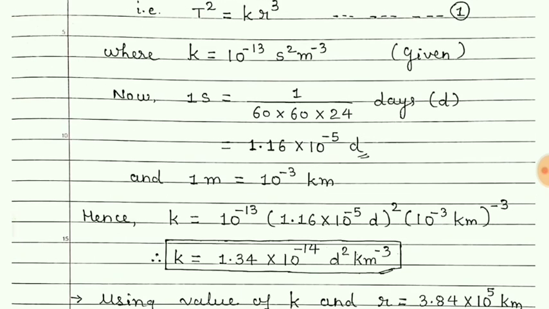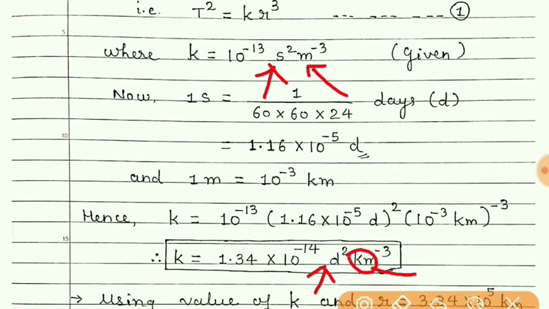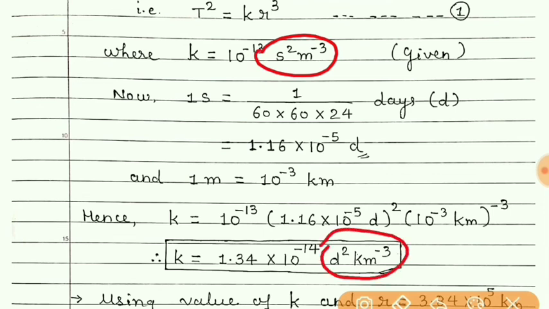Students, these are smaller units. Second and meter are smaller units, and day and kilometer are larger units. We know that second is a unit of time, and day is also a unit of time. Meter is a unit of length or distance, and kilometer is also a unit of length or distance. So first we are going to convert this unit to this unit.